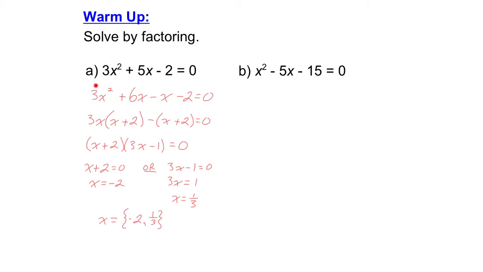Factor by grouping. So the first group, common factor is 3x. I'm left with x plus 2. For here, factor out a minus 1. I'm left with x plus 2. Now x plus 2 is a common factor, and I'm left with 3x minus 1.